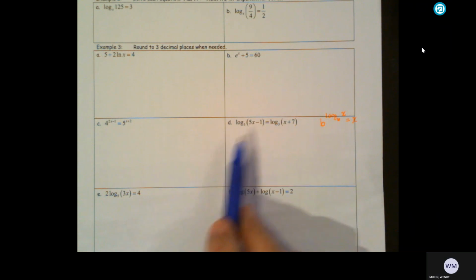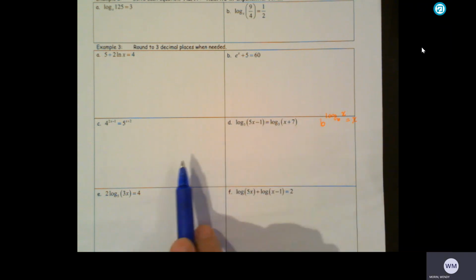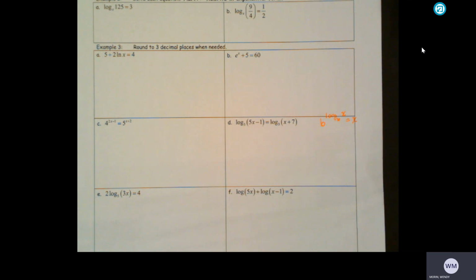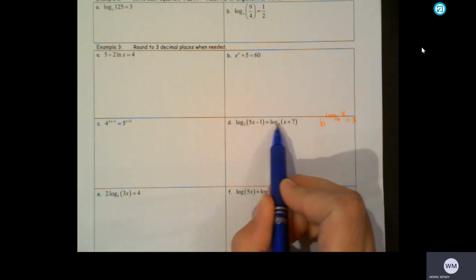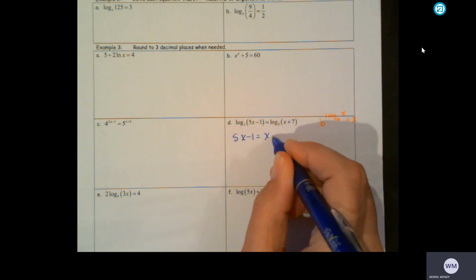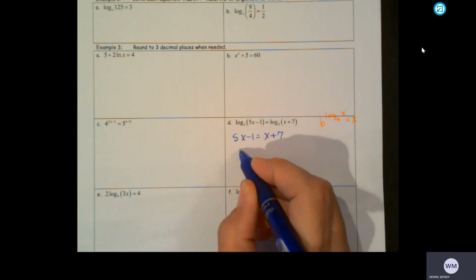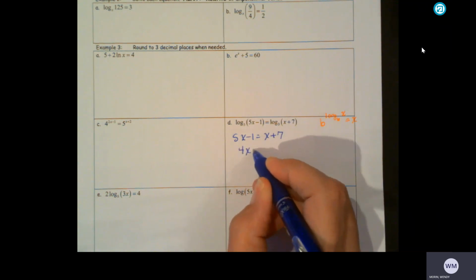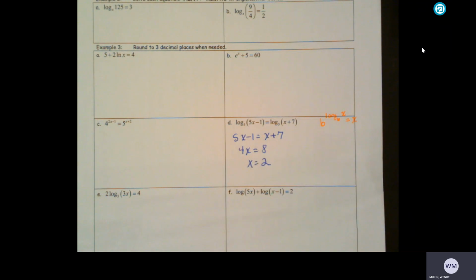common sense. A log base 3 is equal to a log base 3. What can you tell me that must be true? Common sense. It's equality property. If the bases are the same, the arguments must be the same. Otherwise, they can't be equal to each other. So I'm going to subtract x. I'm going to add 1. And then I get an answer of x equals 2.